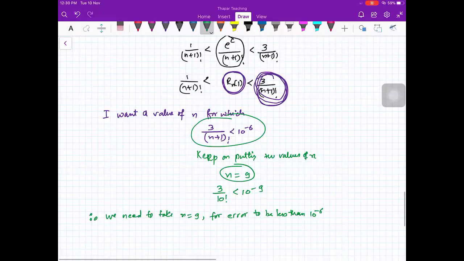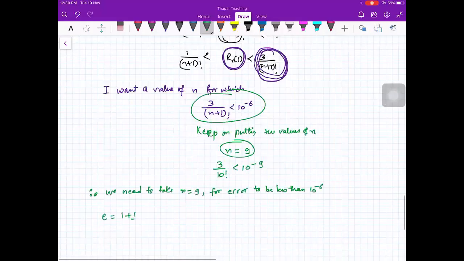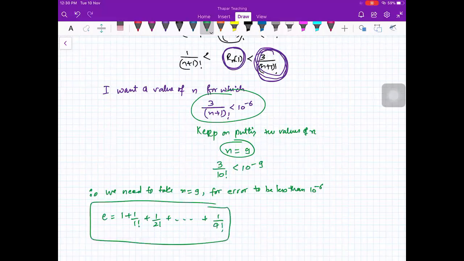It means that e will be 1 plus 1 by 1 factorial plus 1 by 2 factorial and so on, up to 1 by 9 factorial, because n is 9. So this is your value of e for which the error is less than 10 to the minus 6. Is that thing clear, beta? Ma'am, please explain this question again.